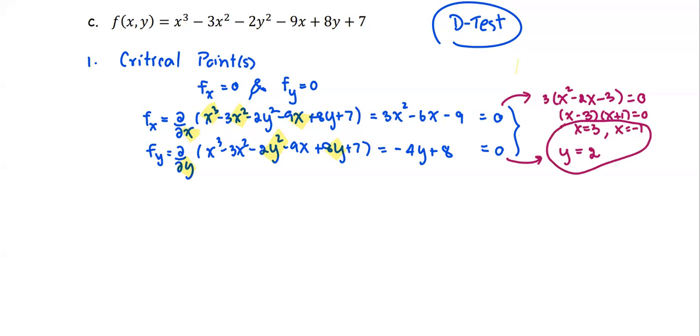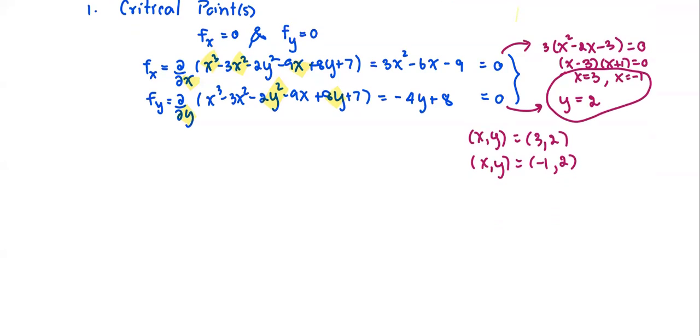That means we're going to have two critical points for this function. The first one, the ordered pair x, y, is (3, 2). And the second one is going to be (negative 1, 2).